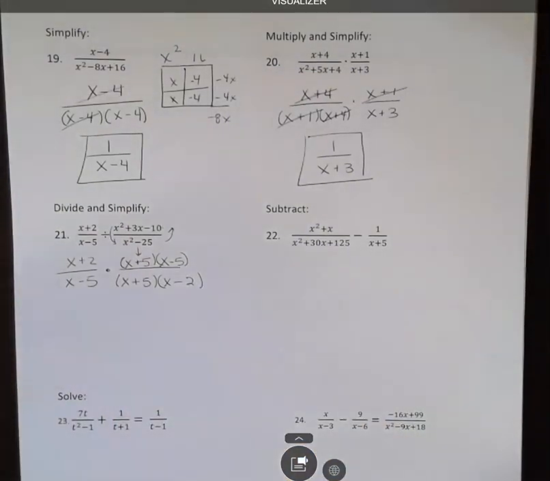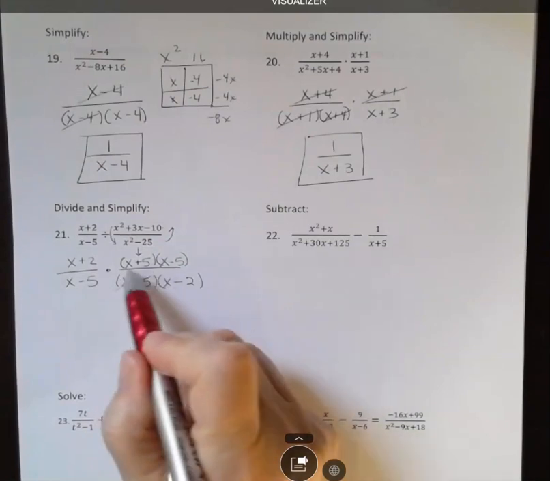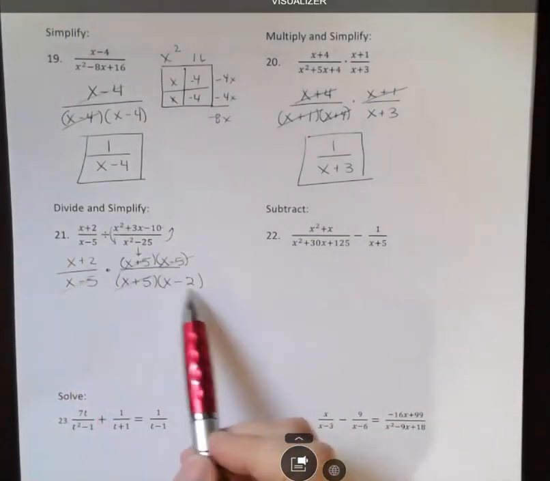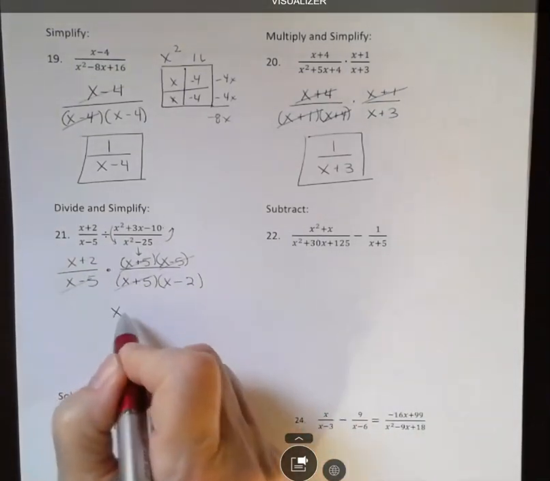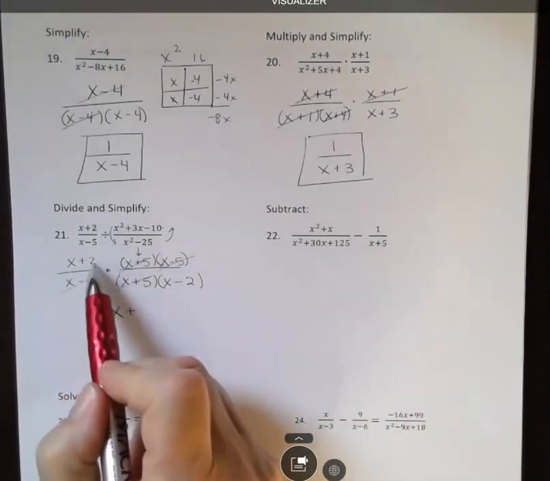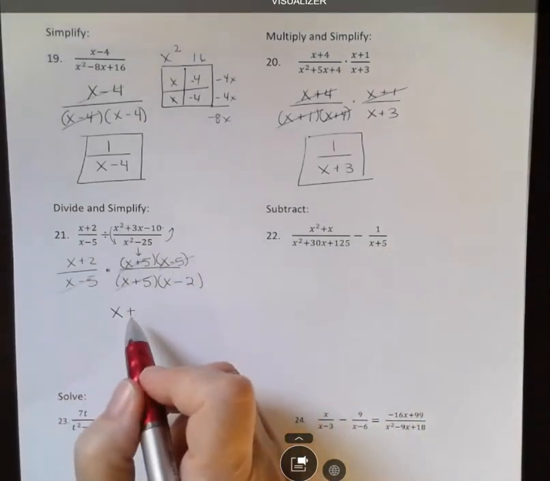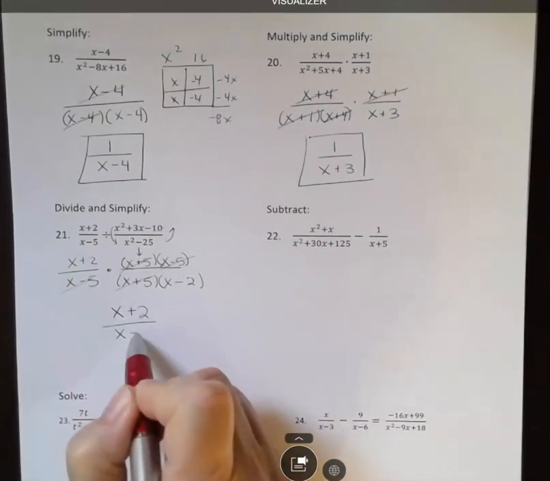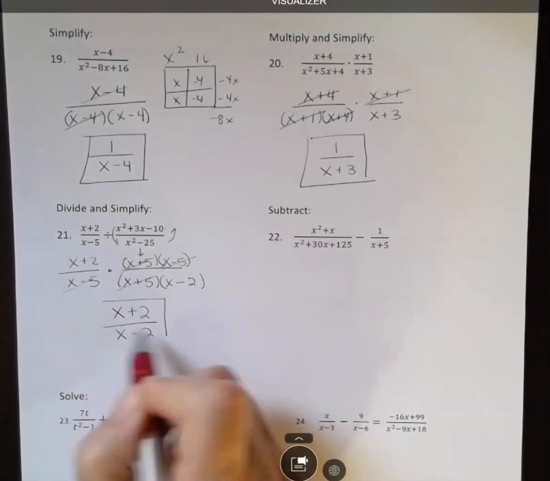So now when I go to cancel, I can see the x plus 5's cancel, I can see the x minus 5's cancel, and these two are very similar, but they don't cancel because they're 2 different numbers. If you found out that x was 5, you would say this is 7 and this is 3. Well, those are just totally different numbers. I can't cancel anything out of that, so I just need to leave that x plus 2 over x minus 2.